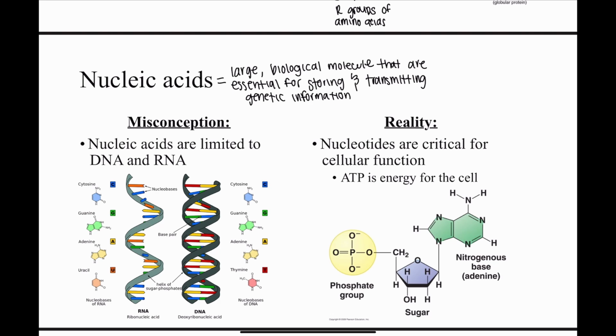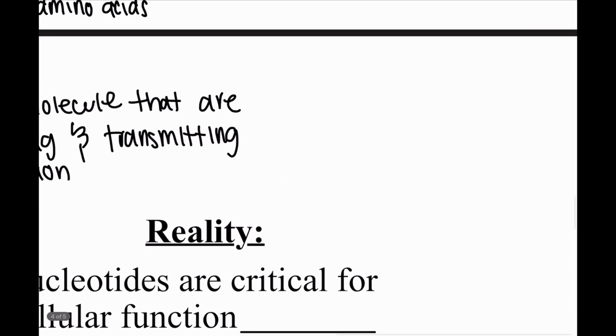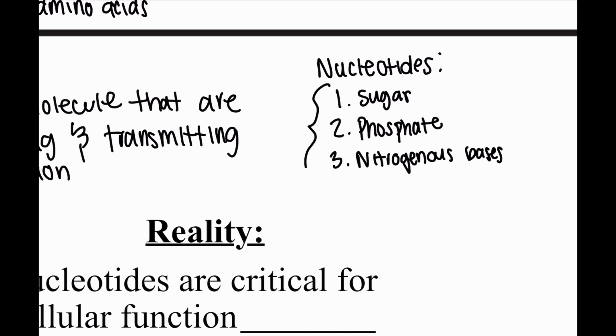And these nucleic acids are composed of nucleotides, and all nucleotides have three key parts. They have a sugar, they have a phosphate, and they have nitrogenous bases. So if anything has these three things, it is considered a nucleotide, which is what makes up our nucleic acids.